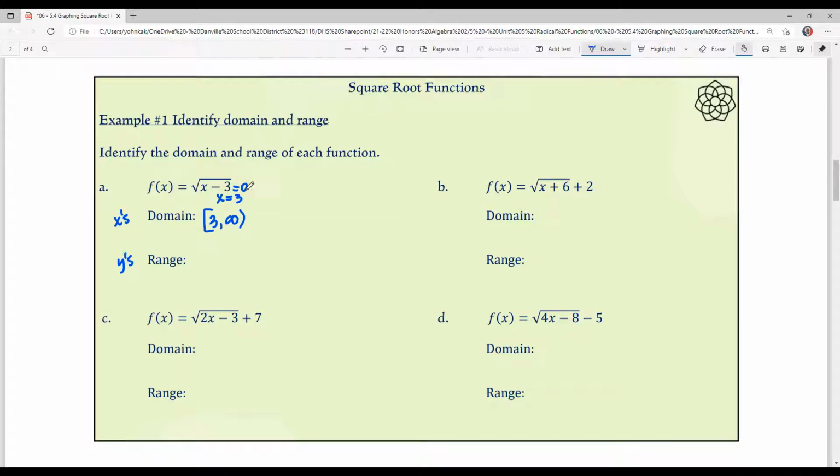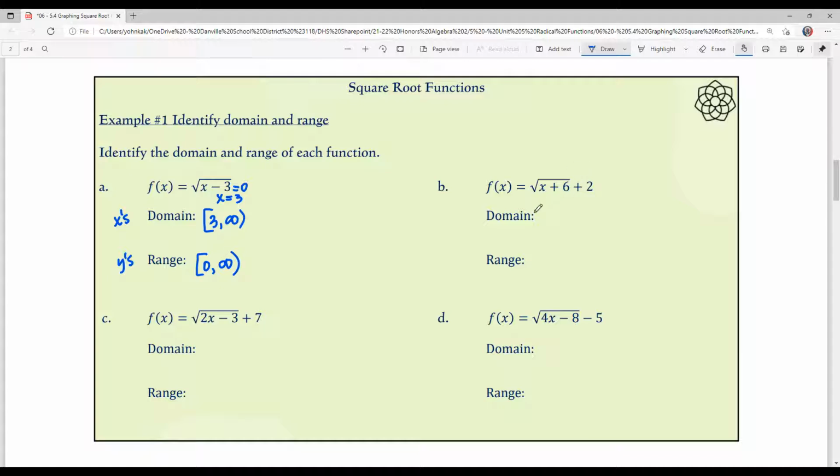Now the range, if I graph this, is just going to start from that starting point of 0 and be above it because it is a positive square root. So therefore my range is going to be from 0 to infinity. I'm never going to be able to get a negative value when I square root something because the square root of a number is always positive. And so therefore it's only going from 0 and above.